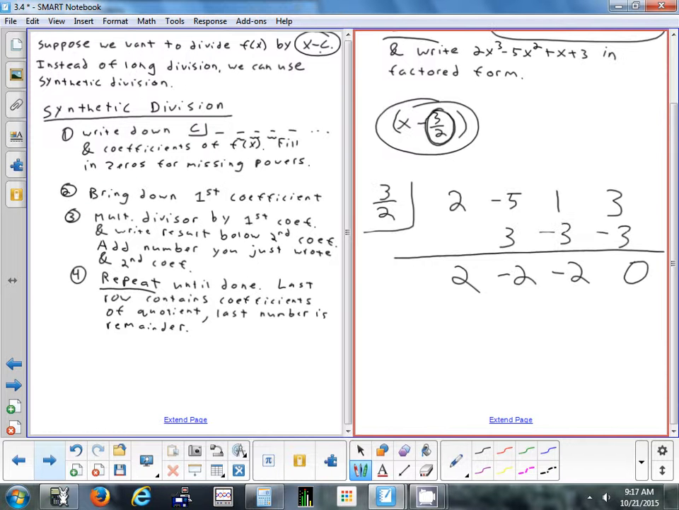All right, so now my quotient is, this is your remainder, and this is your constant. That's your linear term. That's your squared term. So it's 2x squared minus, that's the x term, minus 2.